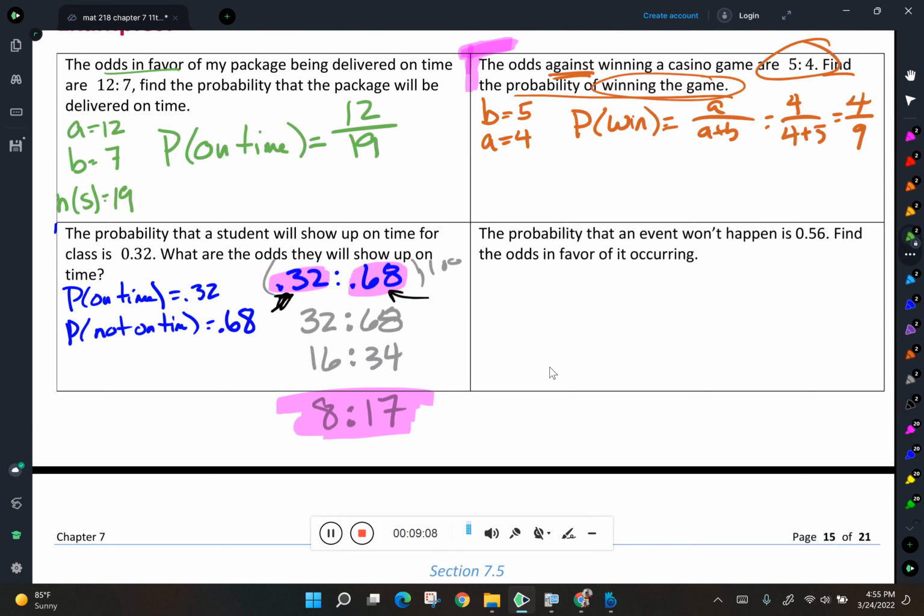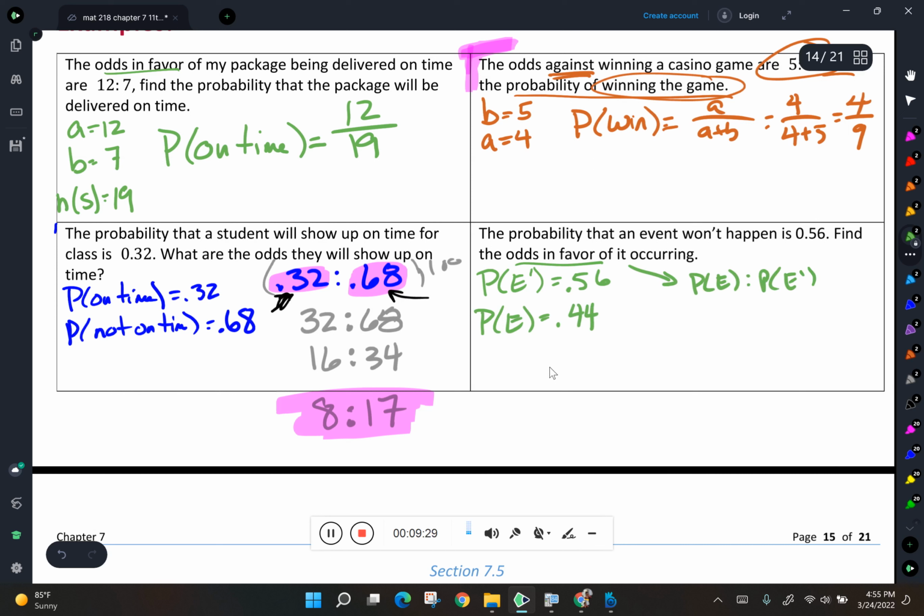The probability that an event won't happen is 0.56. So the probability of the complement is 0.56. That means that the probability of the event is 0.44. And they want us to find the odds in favor of it occurring. Odds in favor is the probability of the event colon the probability of the complement. So that's going to be 0.44 to 0.56. But I'm going to do the same thing I did last time, times 100 will give me 44 to 56. And then I'll reduce that. 22 to 28, 11 to 14.